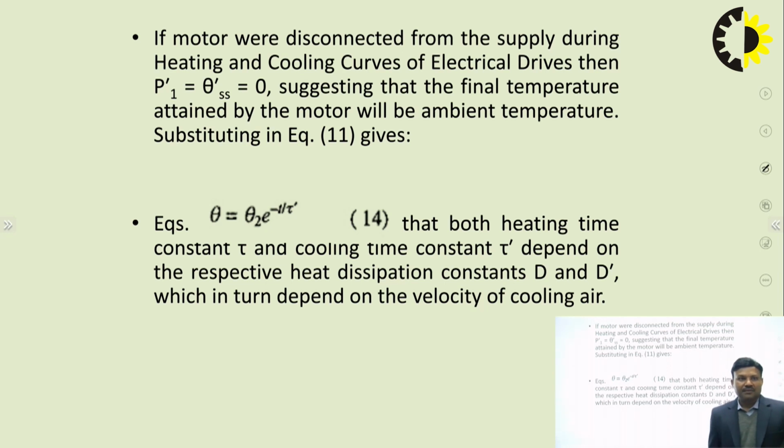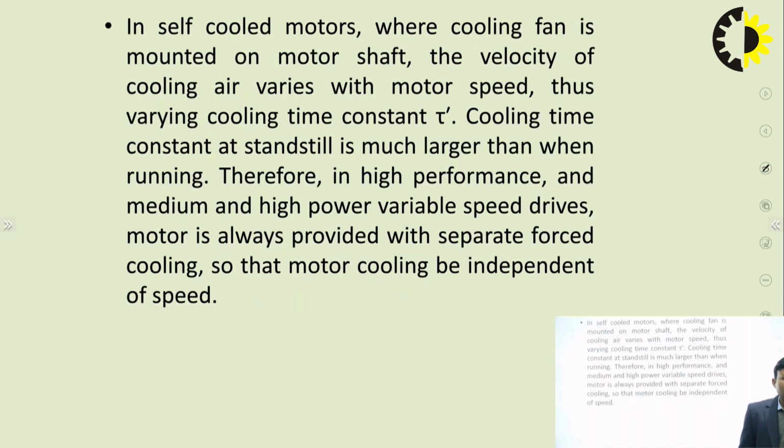Both the heating time constant tau and the cooling time constant tau dash depend on the respective heat dissipation constants D and D dash, which in turn depend on the velocity of the cooling air. In self-cooled motors where the cooling fan is mounted on the motor shaft, the velocity of the cooling air varies with the motor speed. Thus the cooling time constant tau dash varies; the cooling time constant at standstill is much larger than when running, because the cooling fan speed is directly proportional to the speed of the motor.